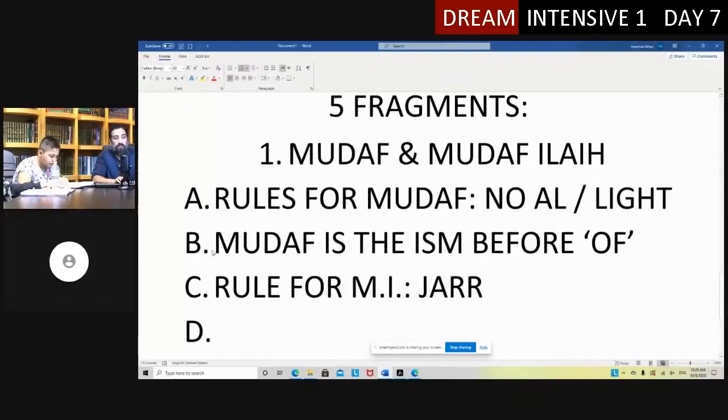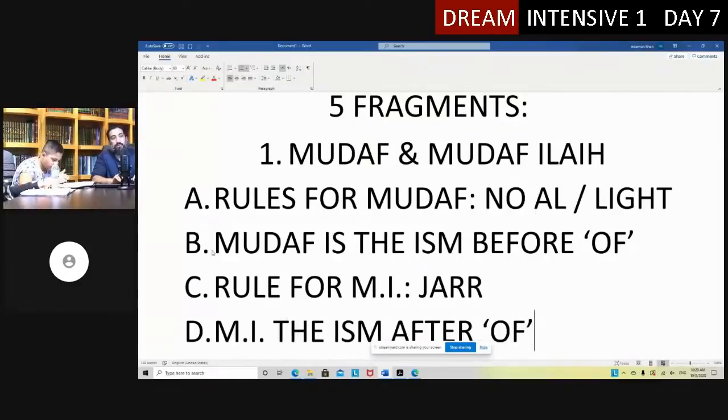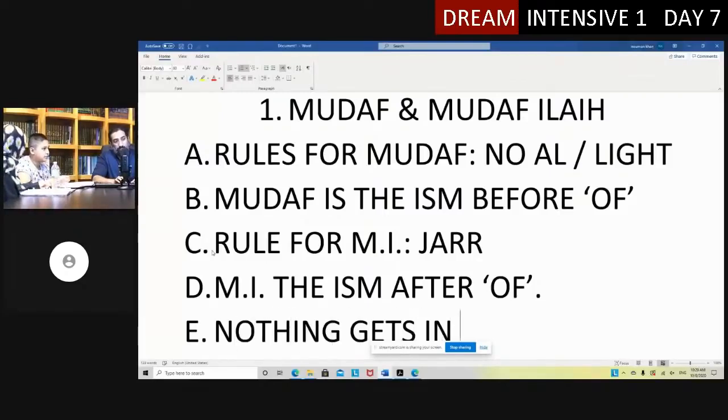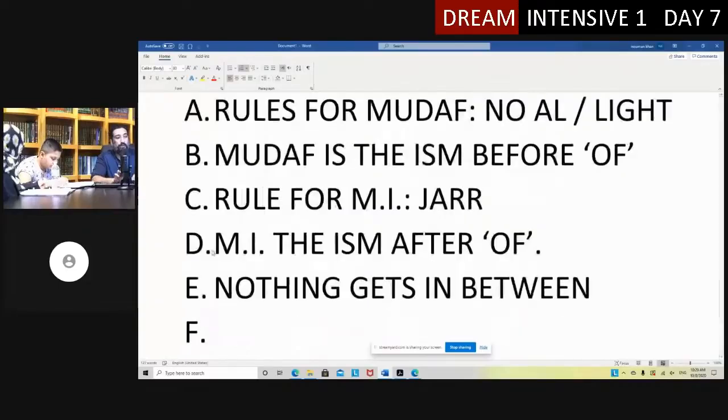And what's the definition? Mudaf ilayh is what? The word after "of". Is the ism. Oh, the ism, yeah. After "of". Can anything come in between them? No, no long distance. Good. There's one more thing. We practiced it only a little bit. In the future, we'll practice it some more.